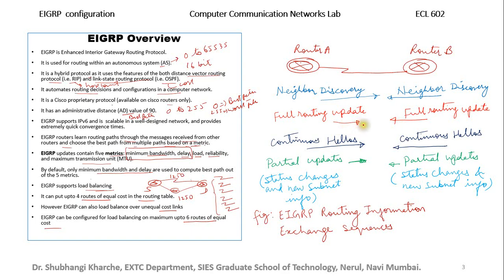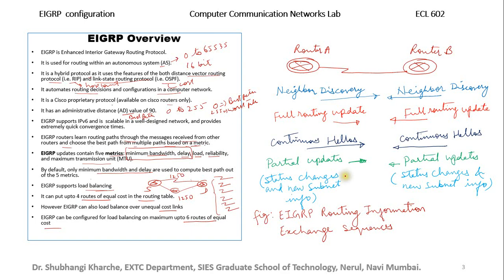They have developed the neighbor adjacency, and after exchanging the full routing updates, the routers keep on exchanging the hello messages, and during exchange of these hello messages, they update their routing tables for any partial entries. Like in a network topology, there may be some changes, like there may be some addition of a new subnet, or a subnet may be deleted from the network, or there may be a change on the link of a particular link.